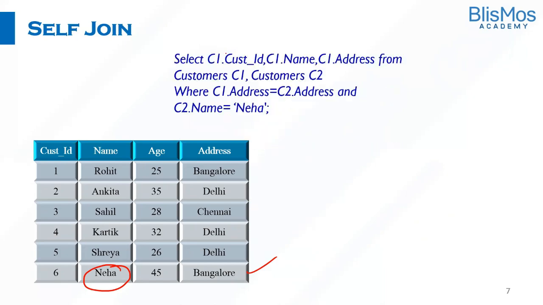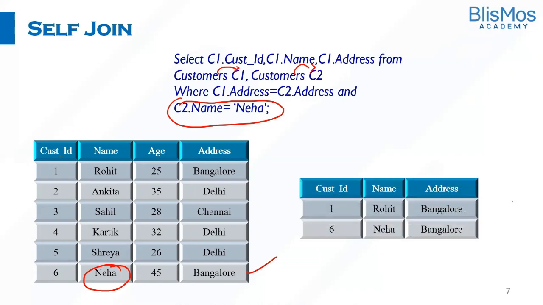We are saying customer ID, customer name, customer address. We are selecting from the customers C1, customers C2. Again, the same table is aliased to customer 1 and customer 2. And I'm saying where customer address is equal to customer 2 address and customer 2 name is Neha. So it will give only those addresses which are matching with Neha's address. That happens to be Bangalore. As a part of this query, you'll get only Rohit and Neha.